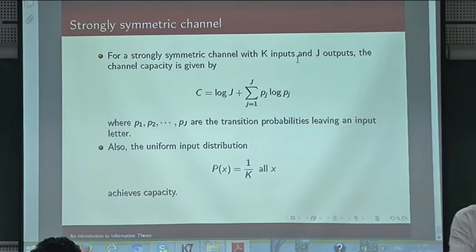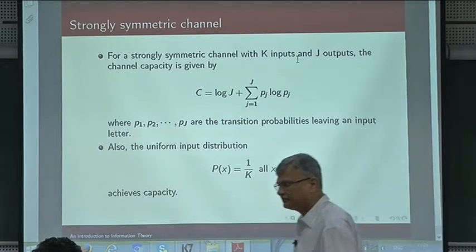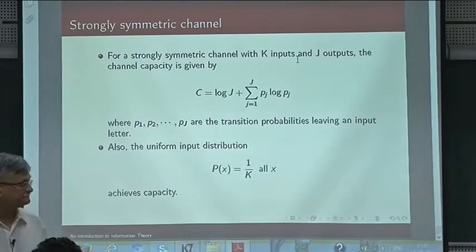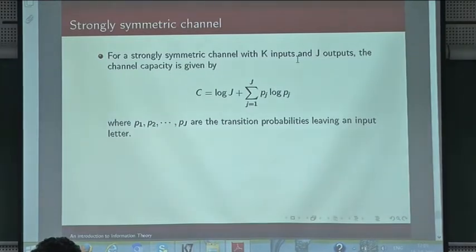I know I rushed through the last 10 minutes, but that was only in the interest of time. So, yeah, please. If the distribution is uniform, then capacity is achieved. But the Gaussian channel is also a symmetric channel, you say. No, so this is a strongly symmetric channel, right? Symmetric channel, that's what we are talking about. This is the same as the Gaussian channel. Right, I will tell you.